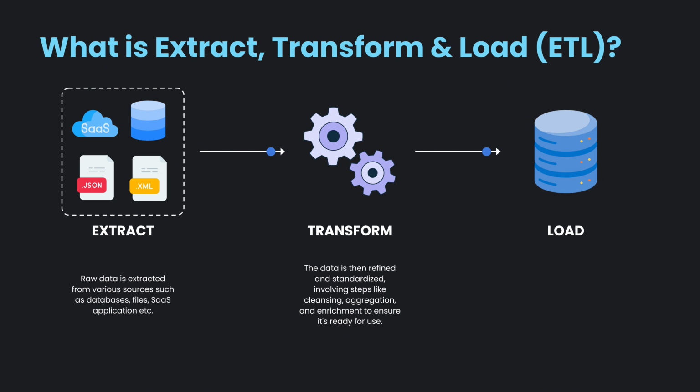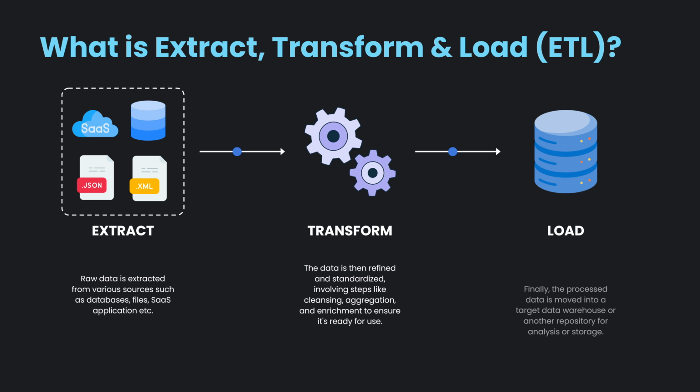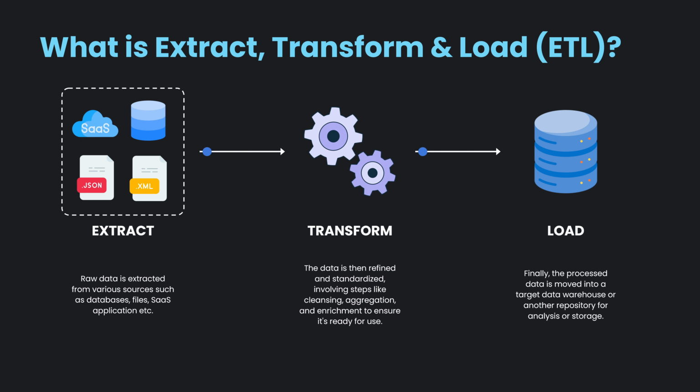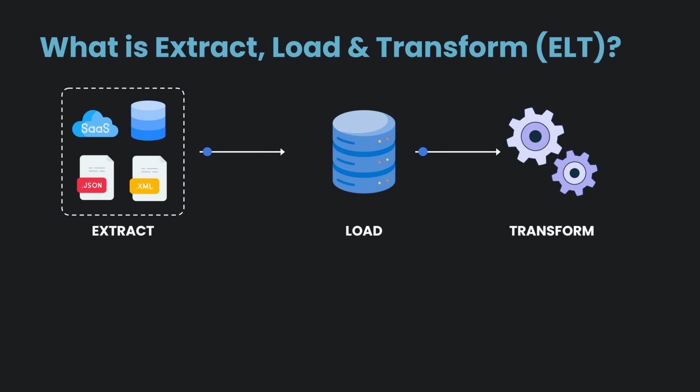This includes removing duplicates, fixing errors, reformatting, or reorganizing the data. It might also involve performing calculations or combining data from different sources. The transformation step ensures that the data is accurate, consistent, and in the right format for usage. Finally, the transformed data is stored in a target system like a data warehouse. This makes it ready for analysis and accessible to tools like dashboards or reporting systems for business intelligence.